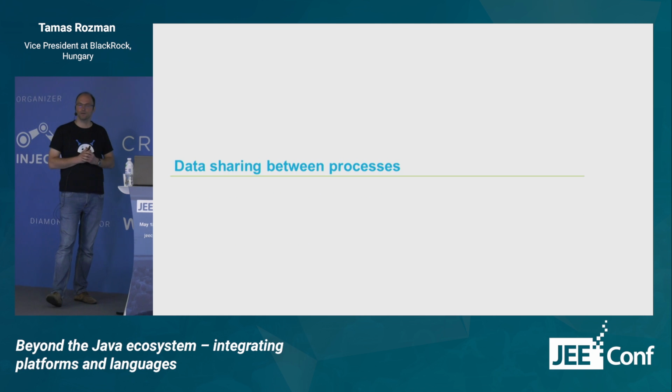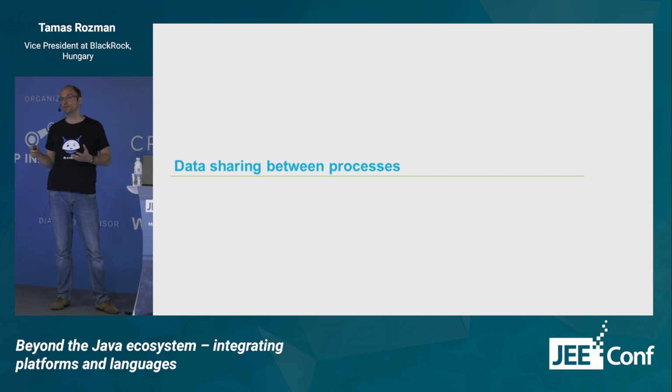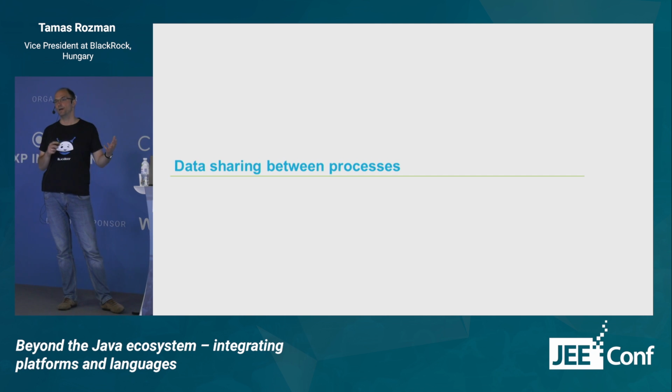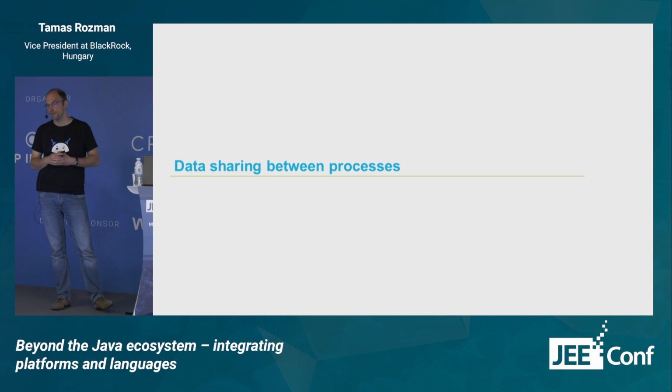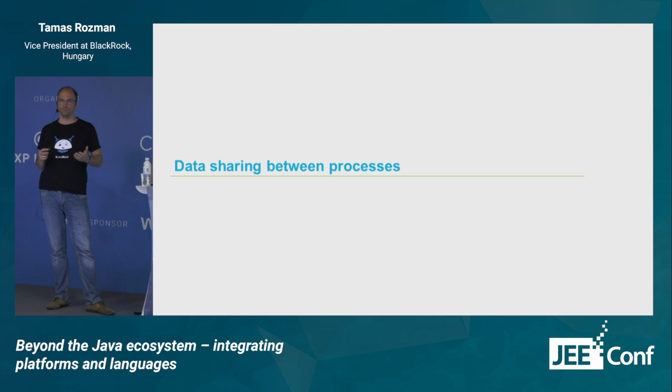All right, some words about data sharing. We agreed that we will have separate processes for Java and Python. We need to somehow share data between Java and Python. How to do that? Our initial thought was to use some kind of open source framework. There are a few of them.